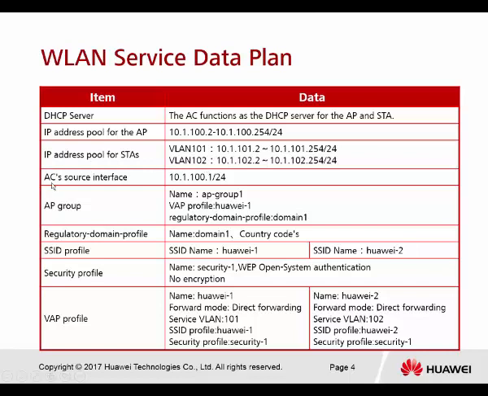The AC source interface, they're going to select 10.1.100.1. Okay, the VLAN 100 becomes the source interface. So right now my AC is using VLAN 100 to associate with all the APs. For the AP group, of course the name, you can use any name. But right now it requires us to configure AP group number 1. For the profile, we can use Huawei 1. Same for the regulatory domain, use domain number 1.